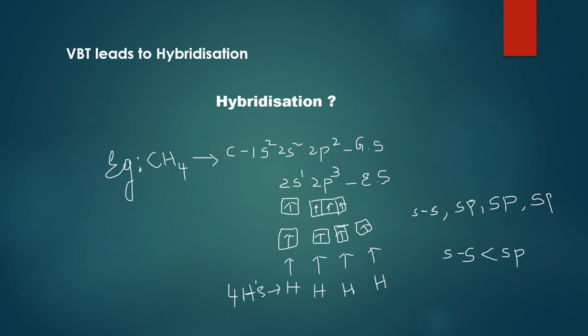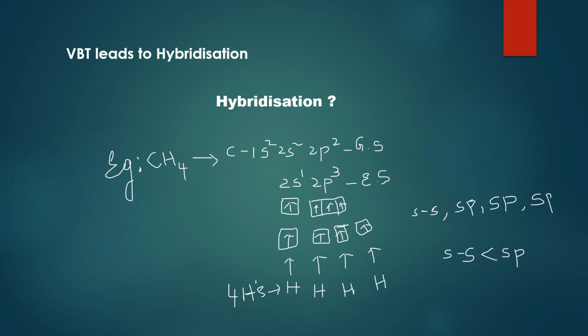According to valence bond theory, suppose you take a methane molecule. The outermost electronic configuration of the carbon atom has 2 electrons in the 2s atomic orbital and 2 electrons in the 2p atomic orbital. It is the ground state electronic configuration. In the excited state electronic configuration, you must write 1 electron in the 2s atomic orbital and 3 electrons in the 2p atomic orbital. Here, you should jump the electron from the lower orbital to the higher orbital.